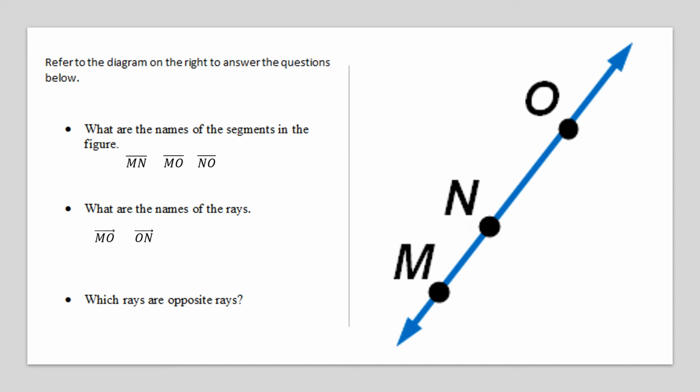Notice they're going in different directions. Then you have NO. Note MO and NO are not the same ray because they don't share this same piece right here. And then you have NM, which goes the other direction. Which ones are the opposites? Well, NM and NO, because both rays share N as an endpoint.